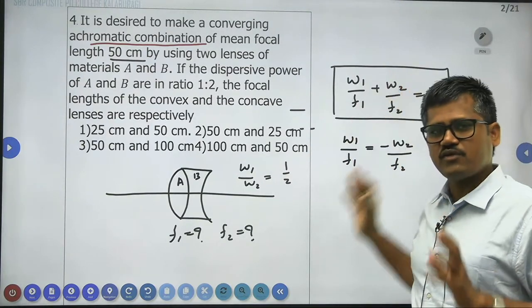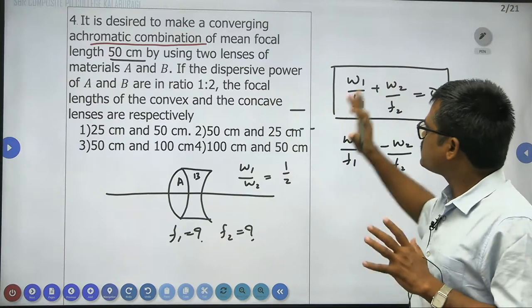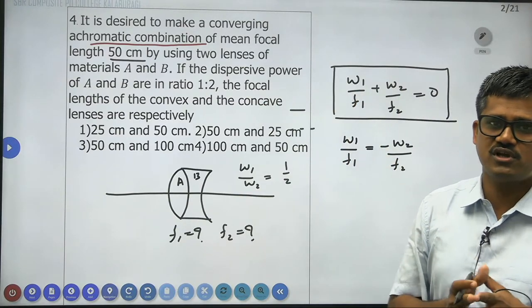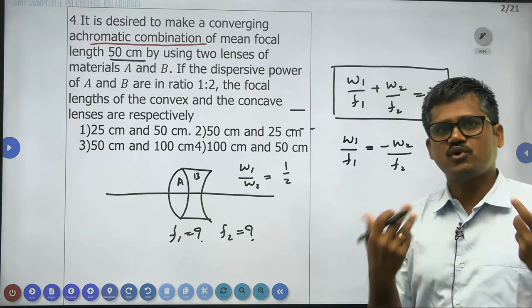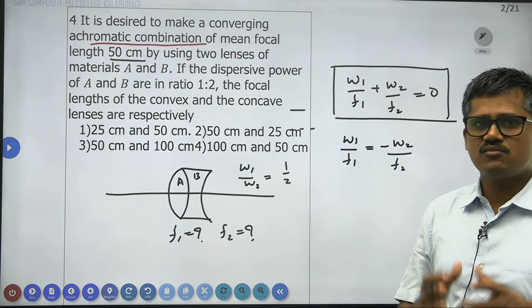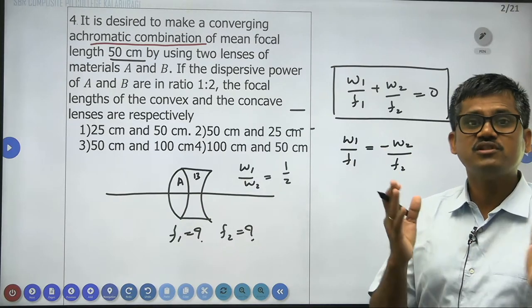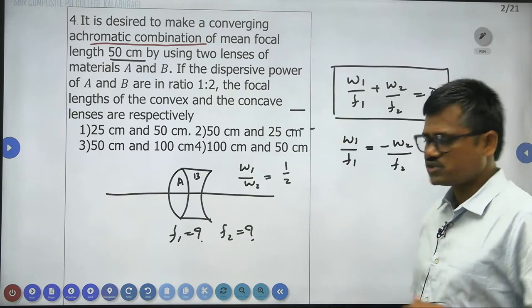So why has this question been taken? This is used in the microscope. Suppose you are using an object which is producing polychromatic light. At that time, to have an image at one plane, I go for an achromatic combination in the microscope. That's the reason this question has been taken.